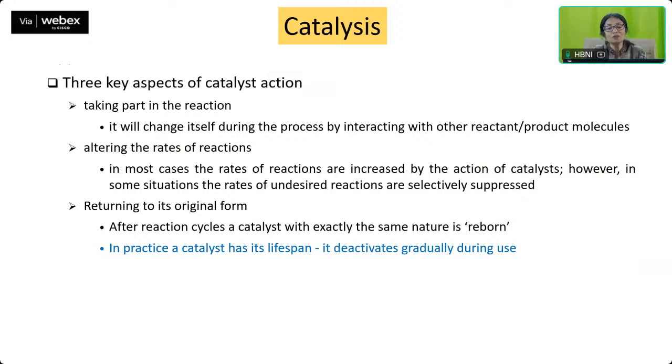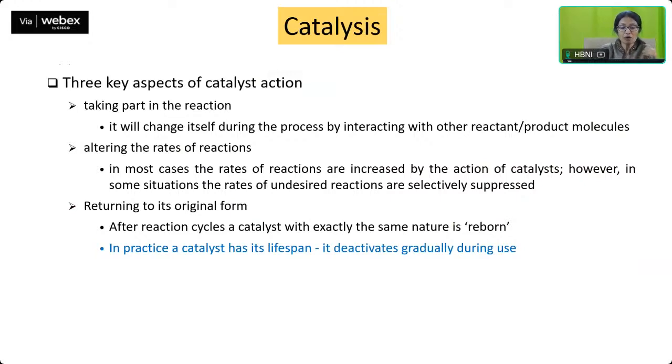Now there are three aspects of this catalyst action. One is that the catalyst will take part in the reaction. It will change itself during the process by interacting with other reactants, products or molecules. Then it will alter the rate of reaction. In most cases, the rate of reaction is increased by the action of the catalyst. However, in some situations, the rate of undesired reactions is selectively suppressed, and when such a thing happens, that is also a catalyst. Then, of course, the catalyst will return to its original form. After reaction cycles, a catalyst with exactly the same nature is reborn.